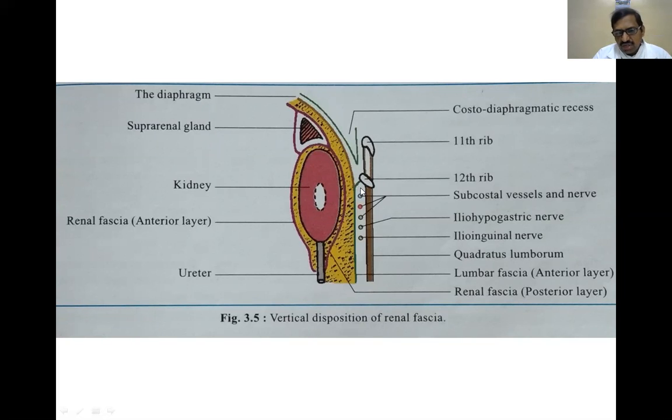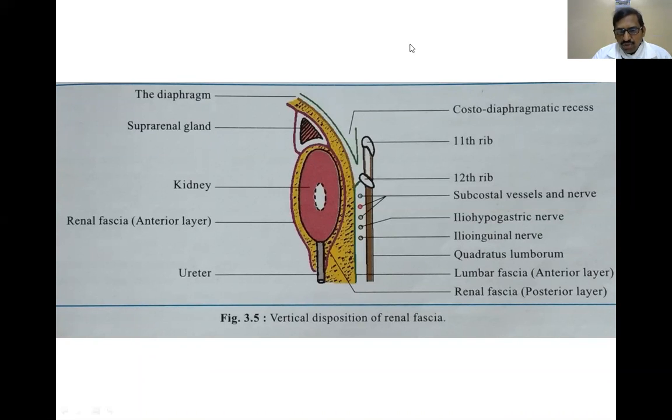The posterior relations of the kidney are very important, because usually we approach the kidney from the posterior aspect, through the posterior abdominal wall. If you want to approach the kidney, you must give an oblique incision along the lower border of the 12th rib. Because of this, the counting of ribs is very, very important. You must identify the 12th rib, not the 11th rib.